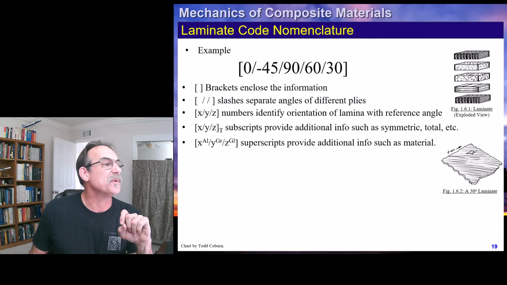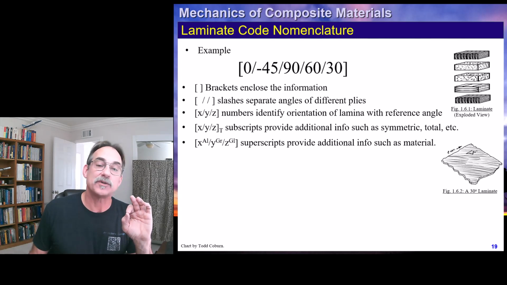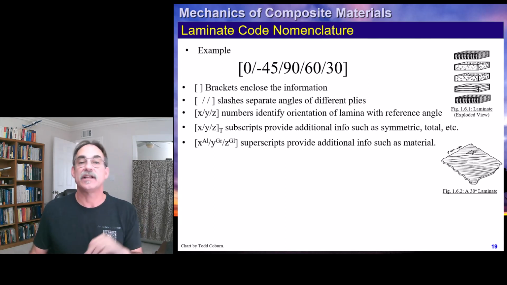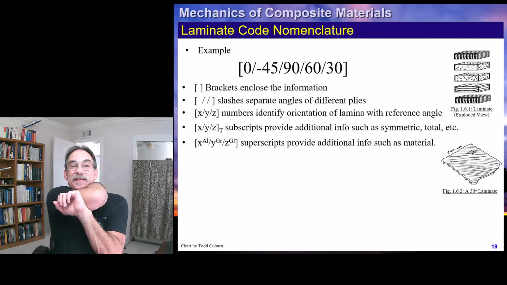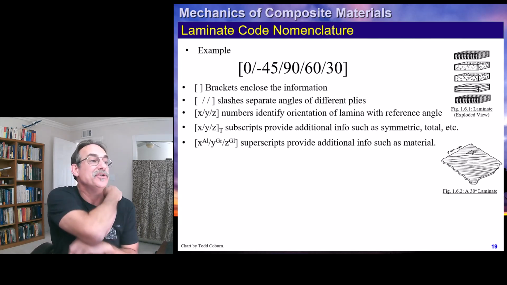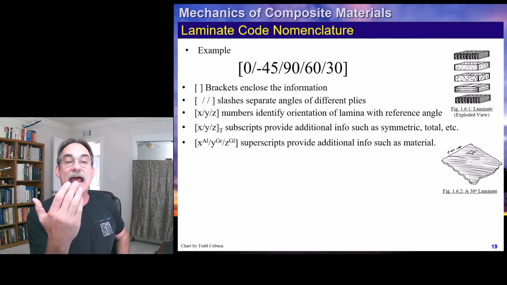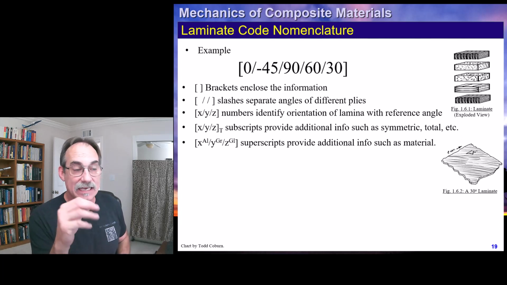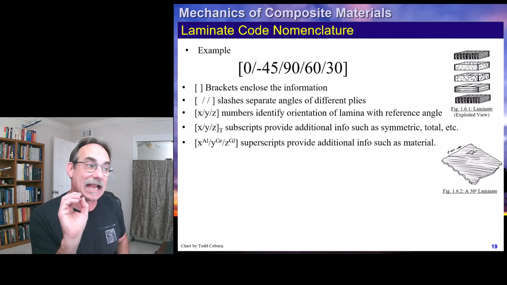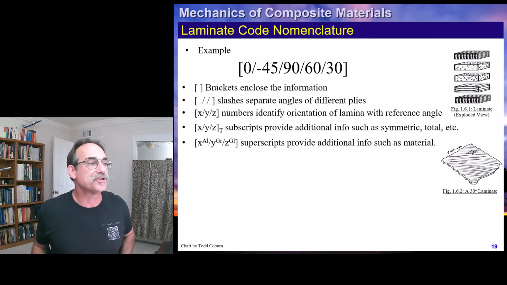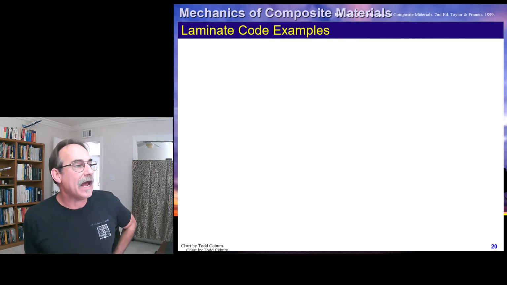So, for example, this one here says that the first orientation, X, is of an aluminum material. The next one is of a graphite material. The next one is of a glass material. Now, if they're all the same material, we just call out that material and show the code with no material information whatsoever. But if they have different materials in different layers, we need to make that clear, and we use superscripts to do that. Okay?